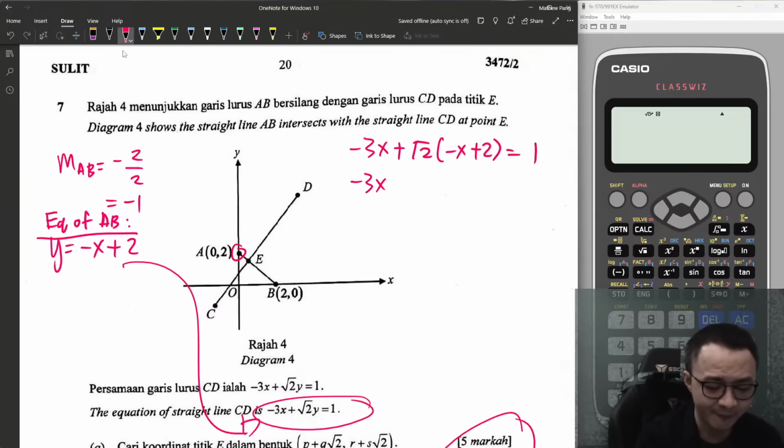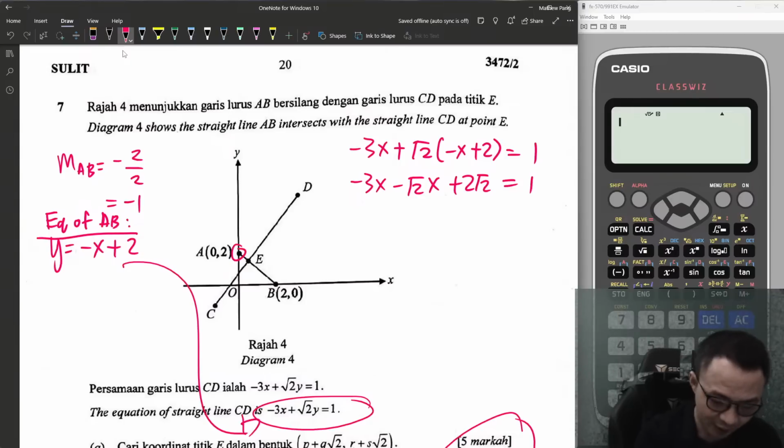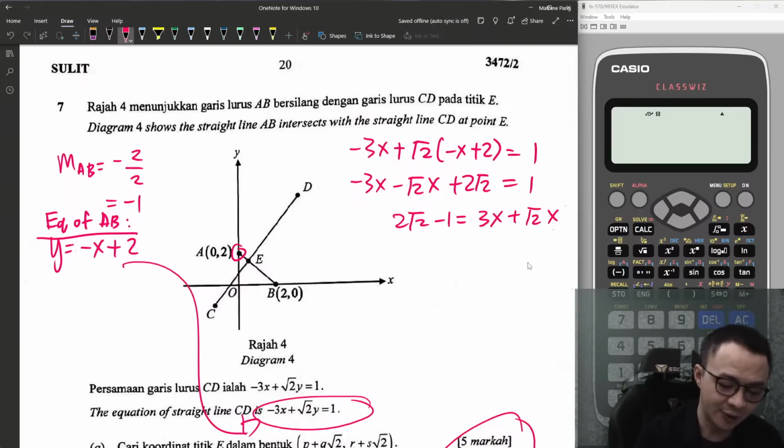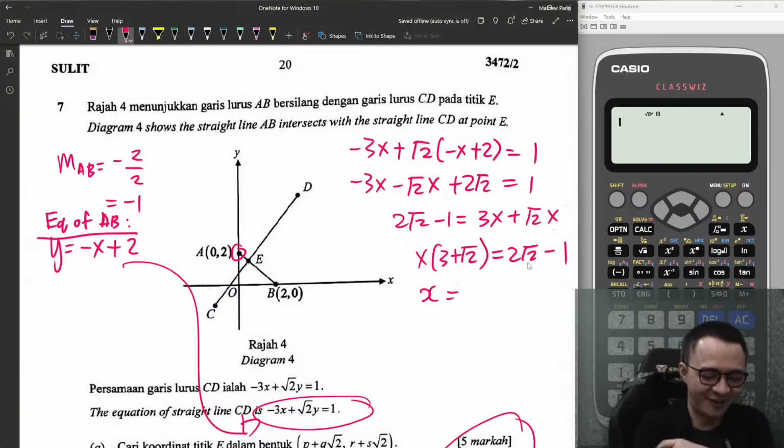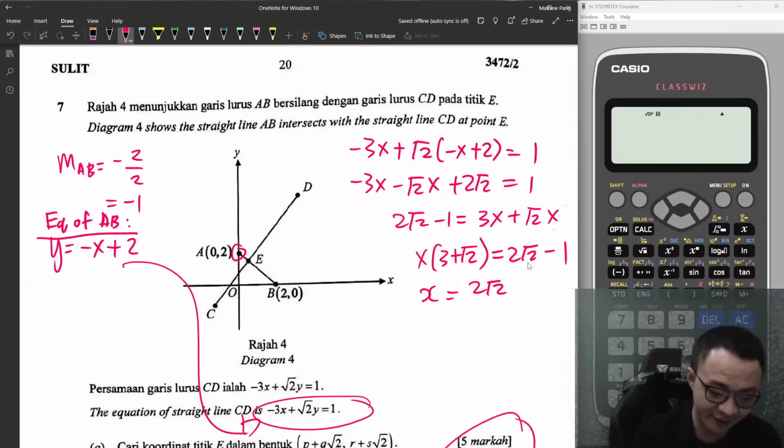Negative 3x minus square root 2x plus 2 square root 2 equals to 1. Alright, I've changed everything to the positive. So this is 3x plus 2 plus square root 2x. So yeah, I factorize out the x. I keep on swapping. I hope the student won't get too confused when I keep on moving things to the left and right, because I prefer everything to start at the left hand side because it's easier for me to see.